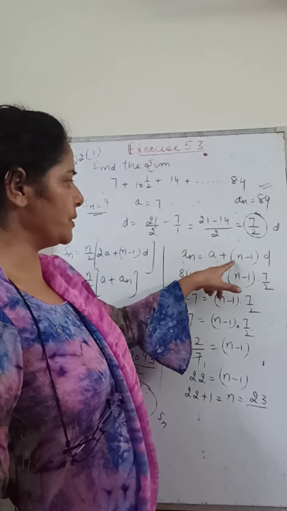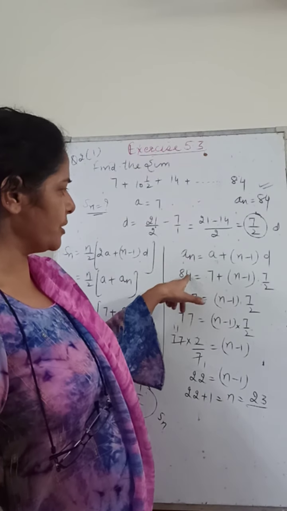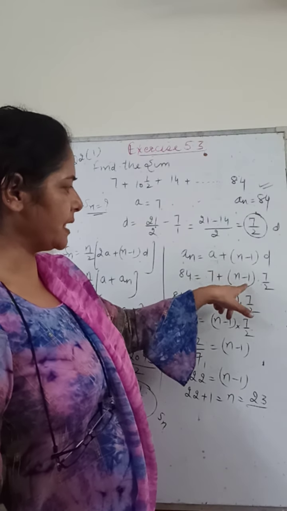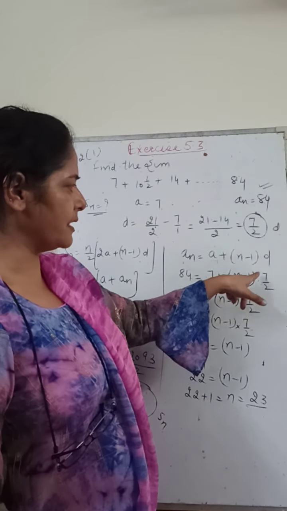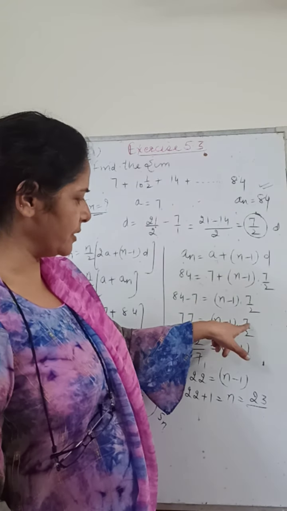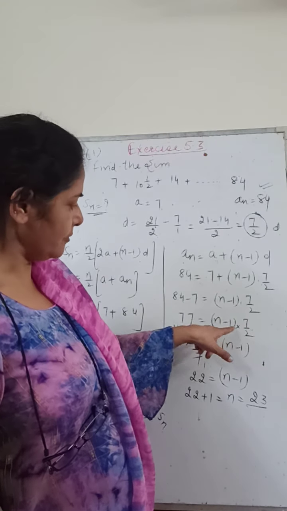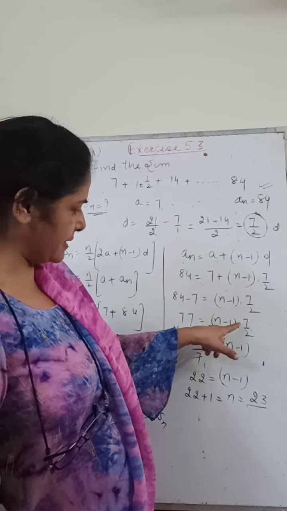An is equal to a plus n minus 1 into d. An is 84, a is 7 plus n minus 1, d is 7 by 2. 7 will come to this side, negative, it becomes 77 is equal to n minus 1 into 7 upon 2. This will be reciprocated to the other side. 2 will go up and 7 will come down, is equal to n minus 1. 7 elevens are 77, 11 twos are 22, is equal to n minus 1, and n comes out to be 23.